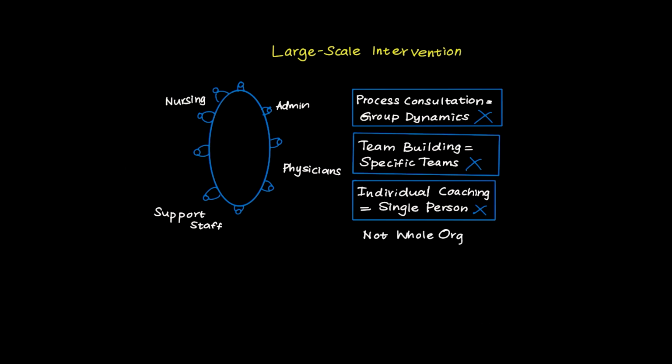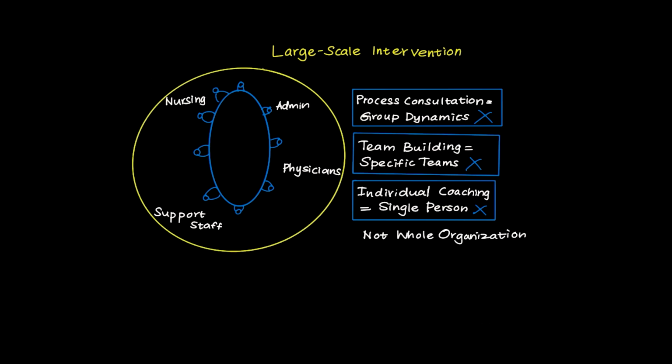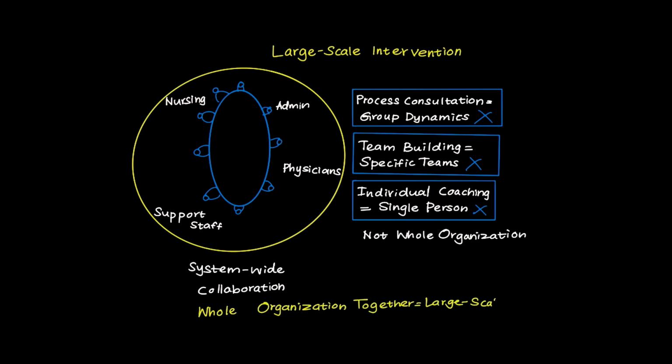Here's a WGU D351 OA exam tip for you. Whole organisation, representatives from all areas, or system-wide collaborative change means large-scale intervention. Quick recall hook. Whole organisation together equals large scale.